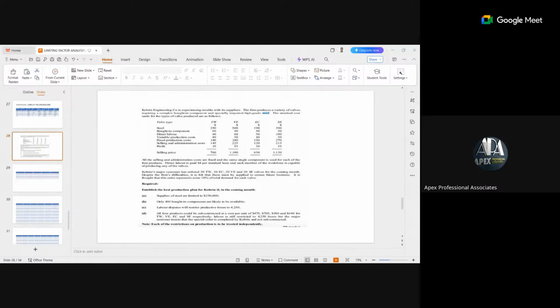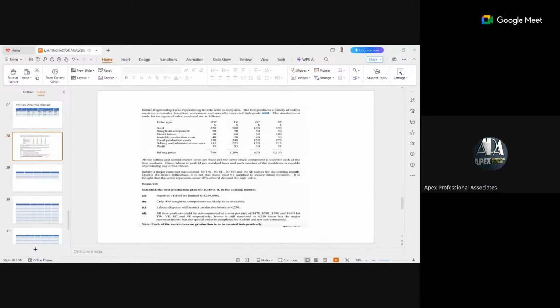So fixed production cost is what? 180. Then selling and administration cost is what? 145. So when you add these together, you have 325. So your contribution for TW is 325 plus profit, which is 35. Take note. Profit plus fixed cost, TW, 325 plus 35, 360.